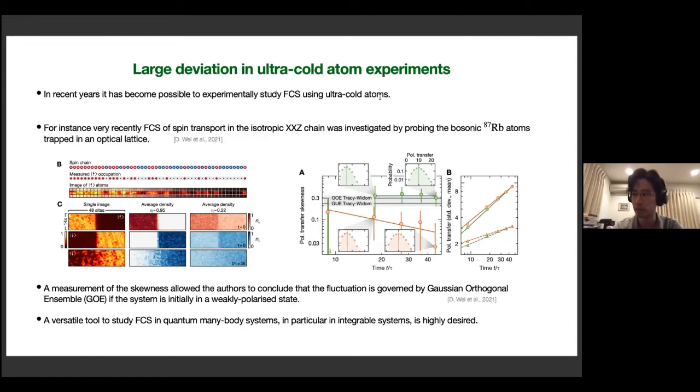So this study of full counting statistics started from electron transport and spin transport, and its importance is really increasing, I think. So I'd say now this is a versatile tool to study fluctuation statistics in quantum many-body systems, in particular in integrable systems, really highly desired now.